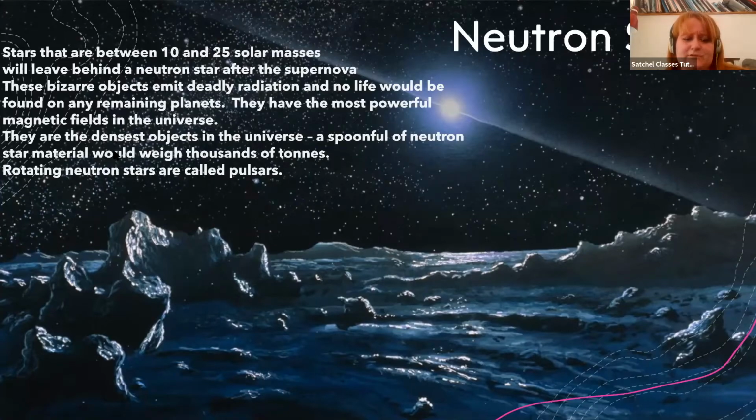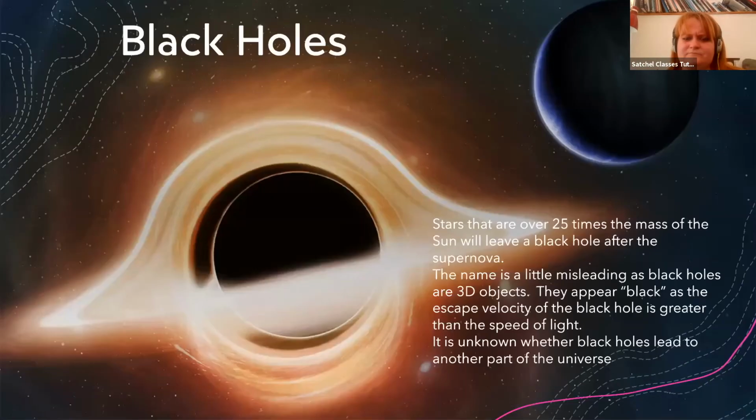Some of them rotate, and they're called pulsars. So that's an interesting thing. They are the most accurate objects in the universe. They spin around several times a millisecond. Some of them spin faster than that, and actually you can use them to measure time. They're so accurate. So it's a thing worth looking at with neutron stars.